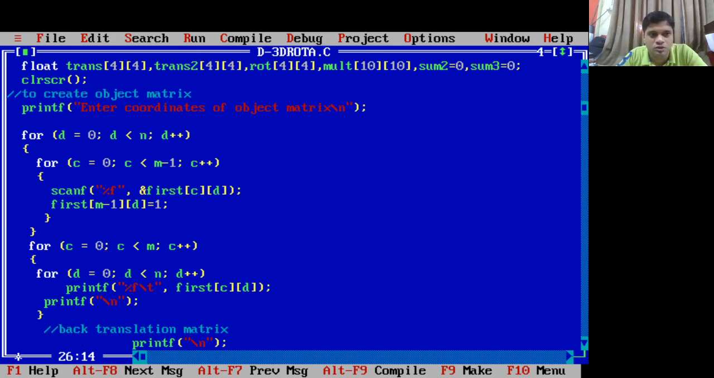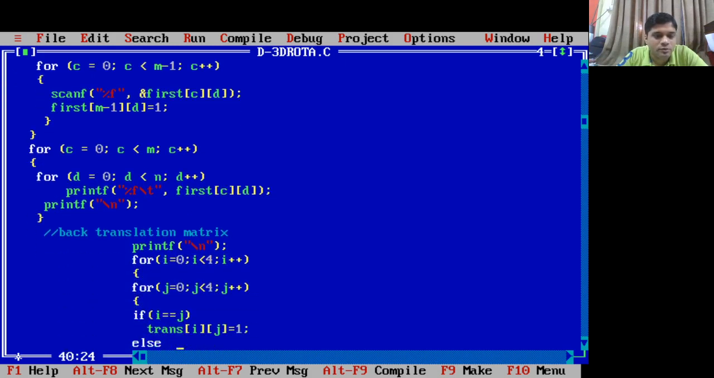Then I will display the matrix onto the output screen using the same for loops, c equal to 0, c less than m, c plus plus, d equal to 0, d less than n, d plus plus, and using slash t. That matrix is first of c d, so the object matrix is stored in the two dimensional array first.